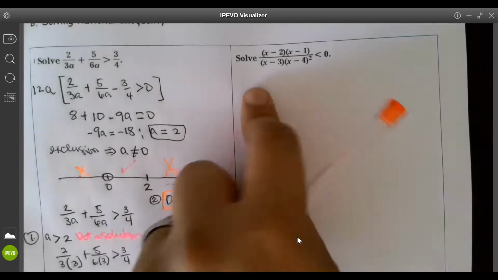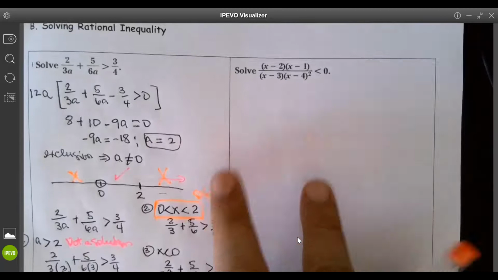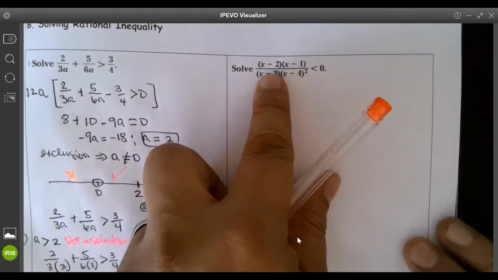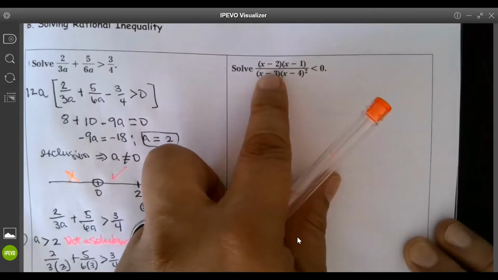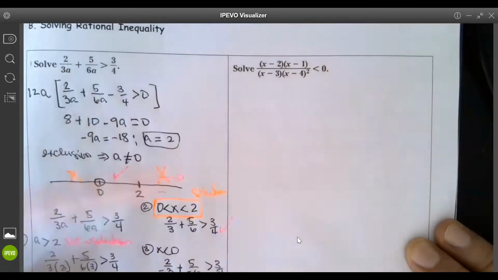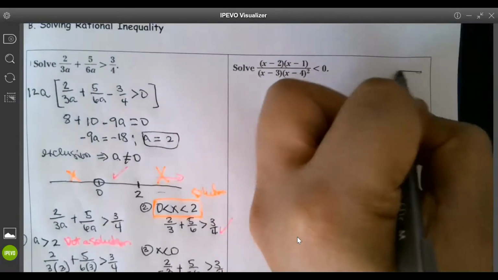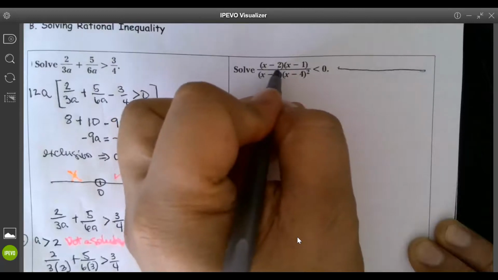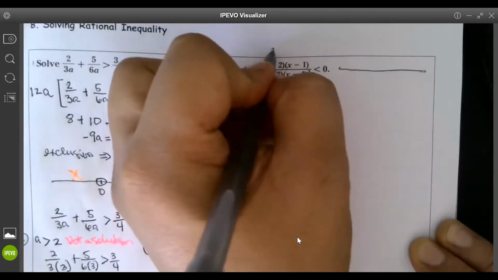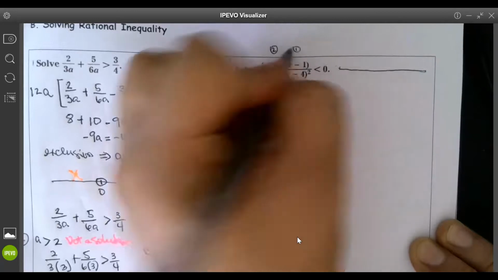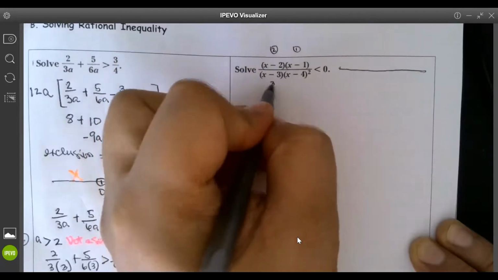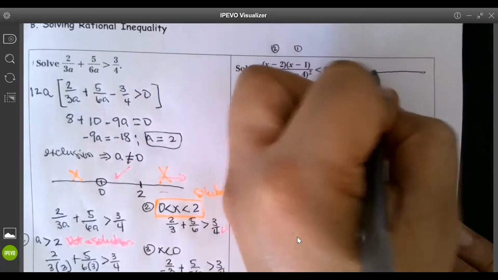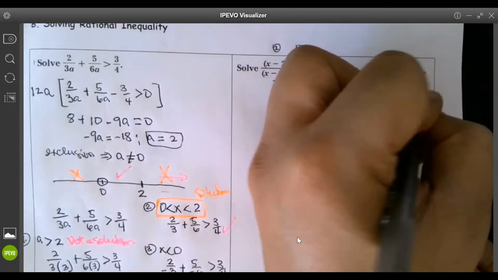If the given is like this, I will just direct you how to do this and you have to do it yourself. This one is in factored form. So what are the zeros of the numerator? This one is x minus 2, so the zero is positive 2. This one is positive 1. This one is positive 3 and positive 4. Those are the zeros: 1, 2, 3, and 4.